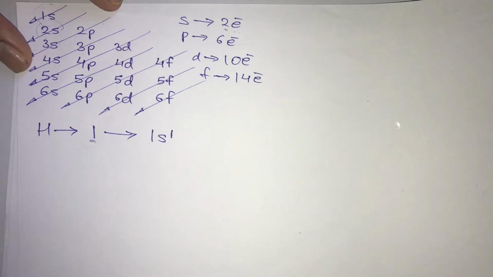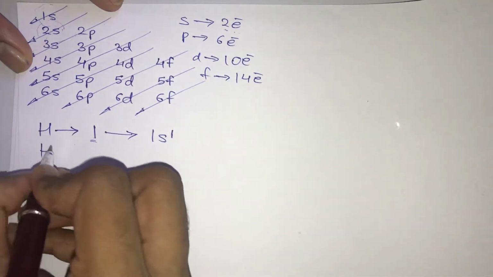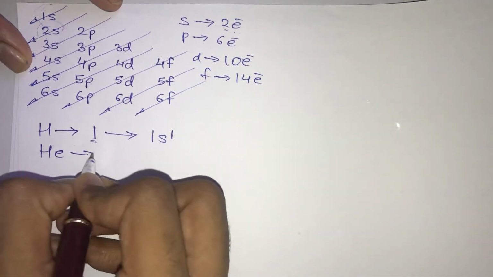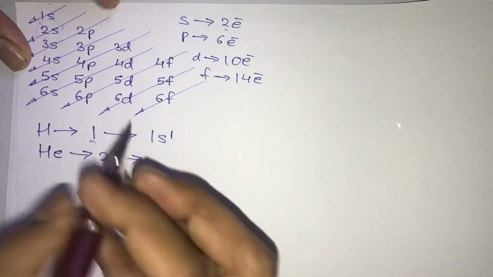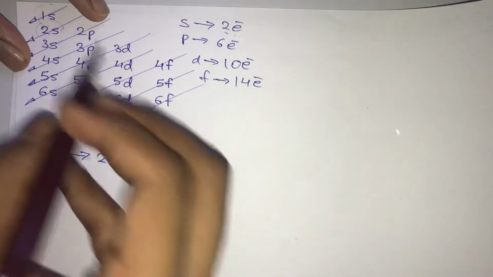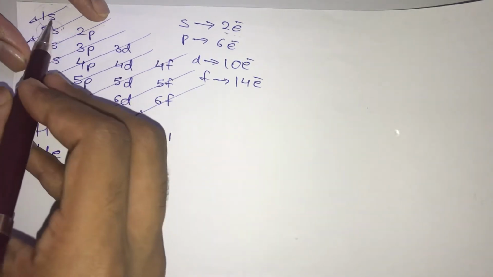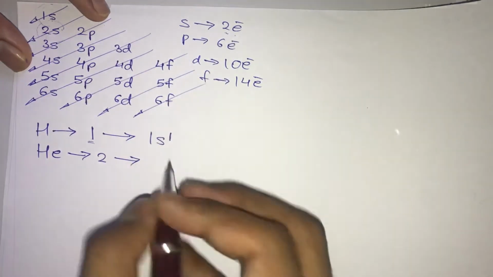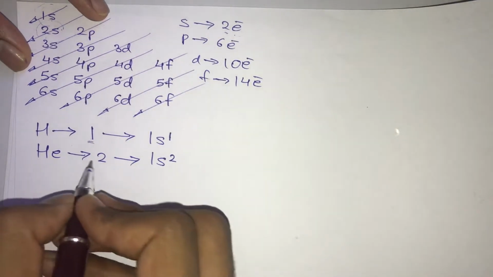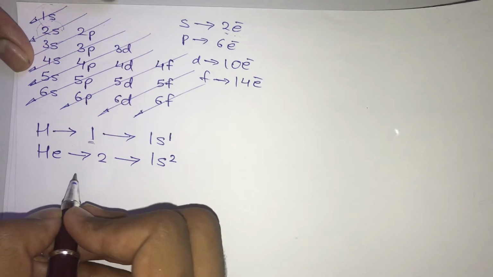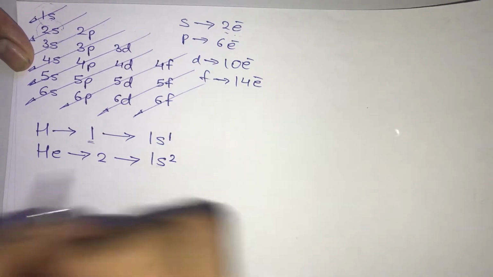Now similarly let's take the next element, that is nothing but helium. So what is the atomic number of helium? It is nothing but 2. So again these 2 electrons, first they will go to 1s, and 1s can take a maximum of 2 electrons, so this 1s is going to take both these electrons. So now helium, what is the electron configuration of helium? It is nothing but 1s2.